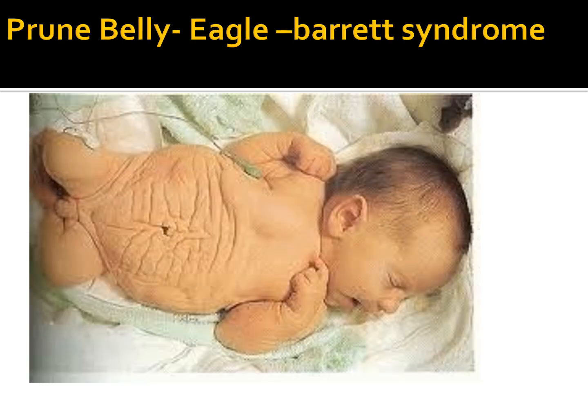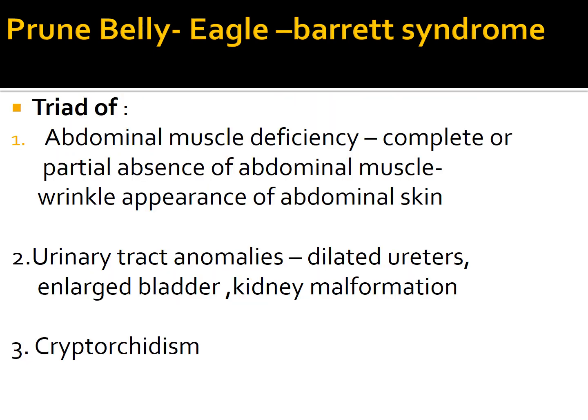Now come to prune belly syndrome or Eagle-Barrett syndrome. Here in the picture, just see the abdominal wall is all wrinkled. Due to the absence of the abdominal muscle, the wall is all wrinkled like a prune. So this is known as prune belly syndrome. This is recognized by 3 triads.